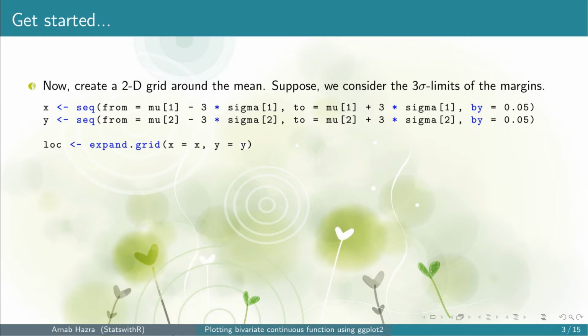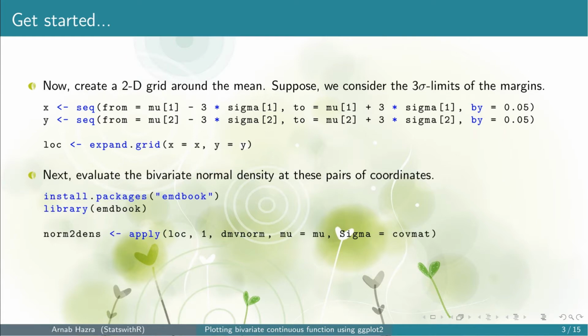Further, to form a set of coordinates from this, we use the function expand.grid. This creates 2D coordinates, and the number of such coordinates is the length of the grid x times the length of the grid y. We store these coordinates into the matrix log.